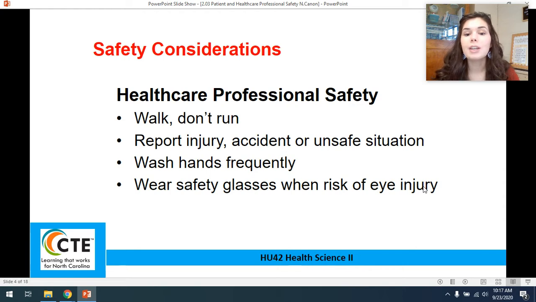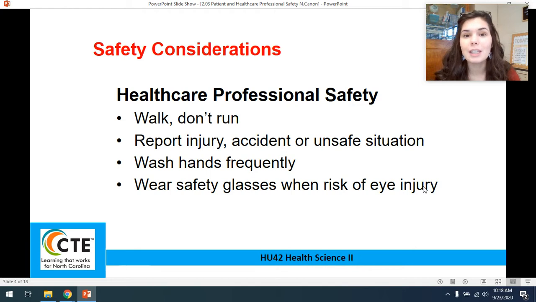Next, always report any injuries, accidents, or unsafe situations. So maybe you're in the hallway and you see that there is a spill on the floor and you're not sure what it is. It's not necessarily your responsibility to clean up that spill, but it is definitely your responsibility to make sure that you report it and make sure that environmental service workers get right on that and they clean it up, or at least put a wet floor sign down to let other people know there's a hazard there. If you were to get injured yourself or you were to witness someone else getting injured, it's also important that you do report that to your immediate supervisor as quickly as possible.